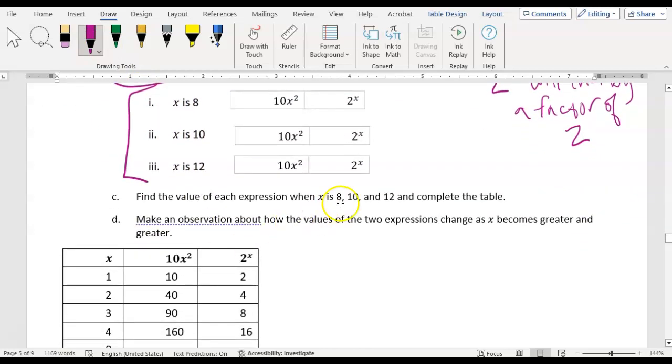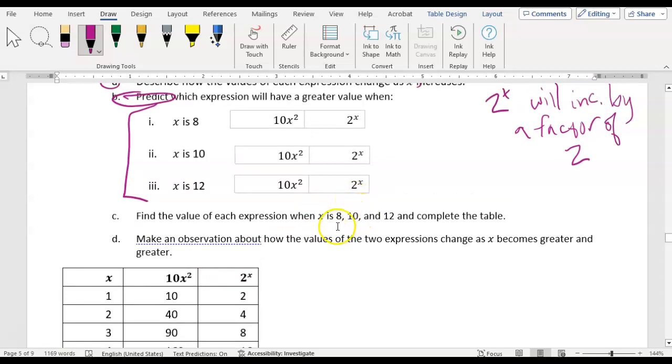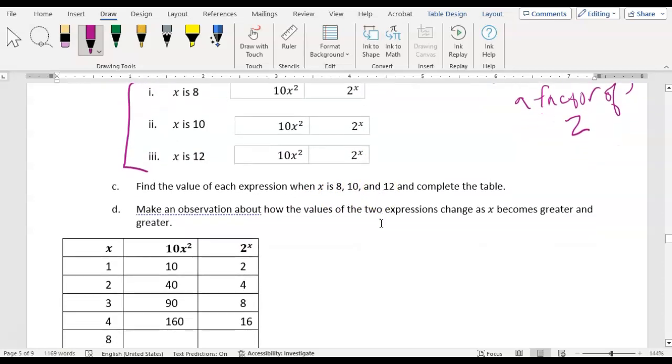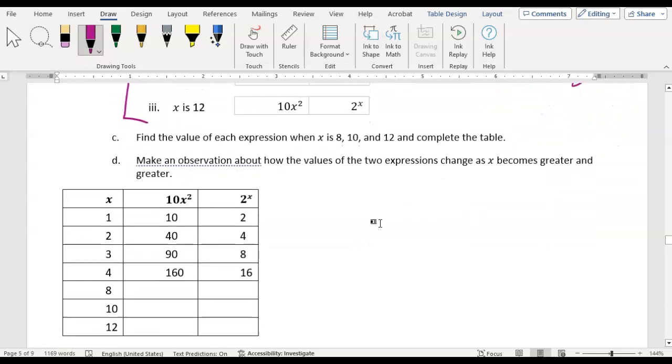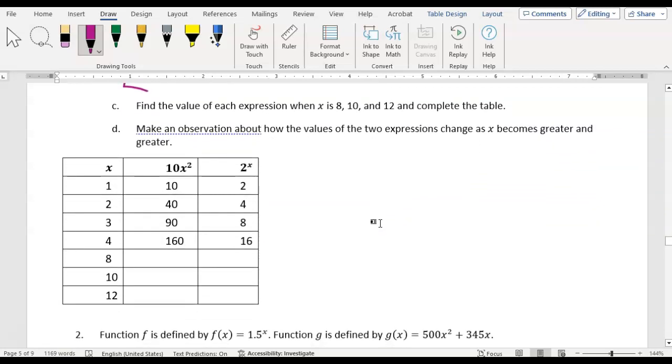All right, so then it says find the value of each expression when x is 8, 10, and 12 and complete the table. Make an observation about how the values of the two expressions change as x becomes greater and greater. All right, so if I were to plug in 8 here, 8 times 8 is 64 times 10 is 640. 2 to the power of 8 then is going to be 256. Next, x is 10, this would be 1,000, because we have 10 times 10 is 100 times 10 is 1,000. And then we'd have 2 to the 10th power.